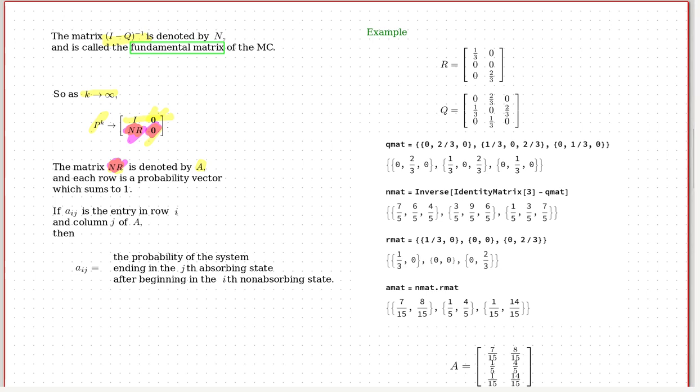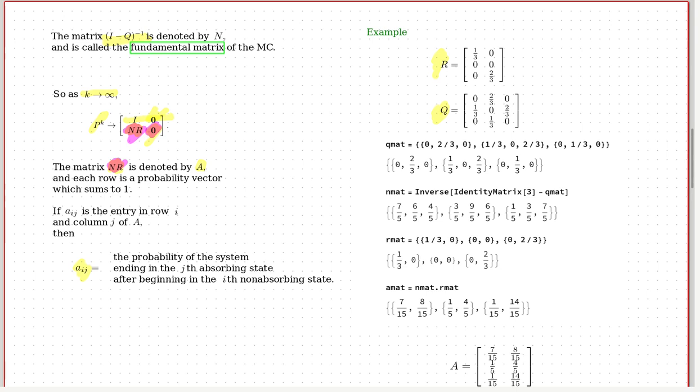So in other words, each entry Aij, the entry in A in the ith row and jth column, is the probability of ending up in the jth absorbing state given that you began in the ith non-absorbing state. Okay? And so let's work out the example of the game, right? So in our game, we had these two matrices, R and Q, right?